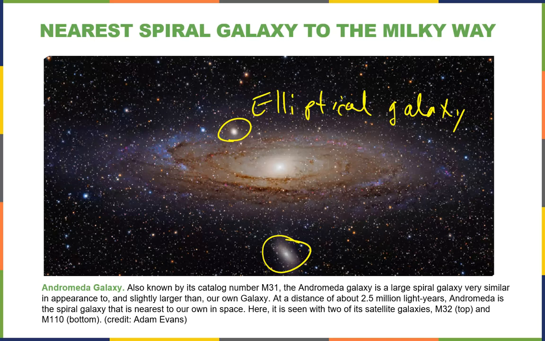It's an elliptical galaxy, and in fact, it's a dwarf elliptical galaxy. It's a small elliptical. So we're going to have another type of galaxy that's called an elliptical, and that's that type.